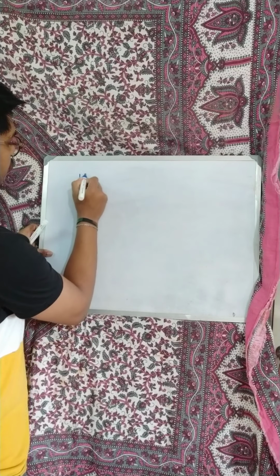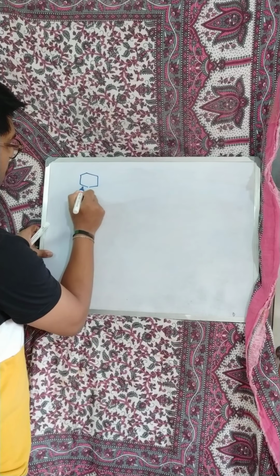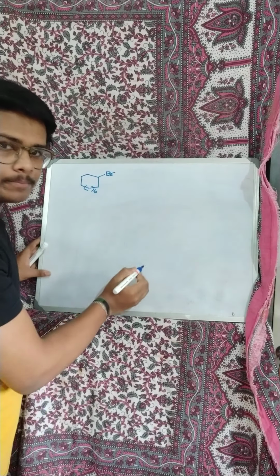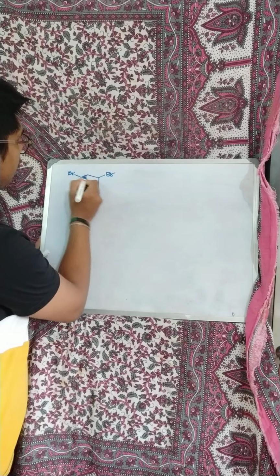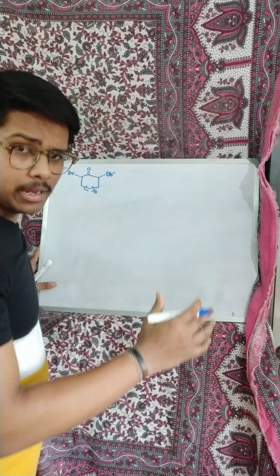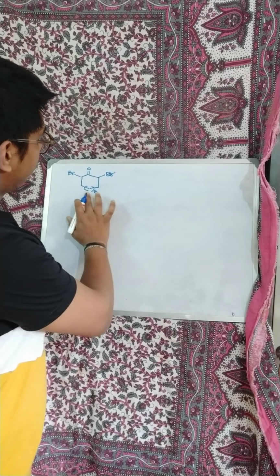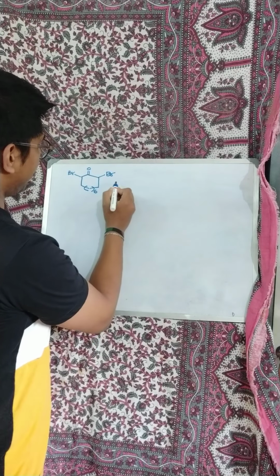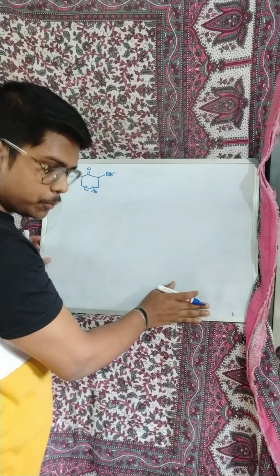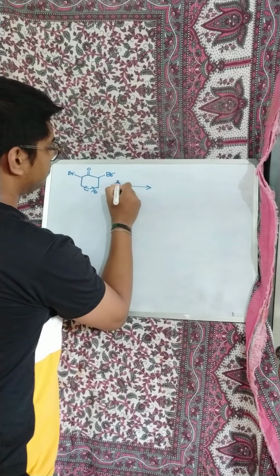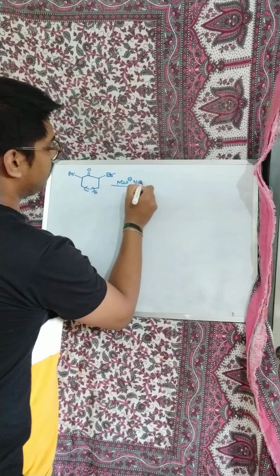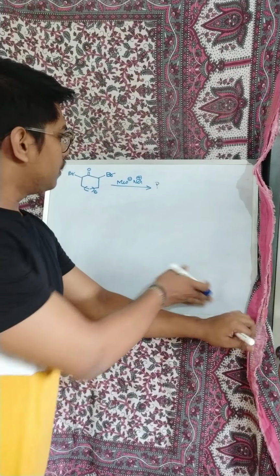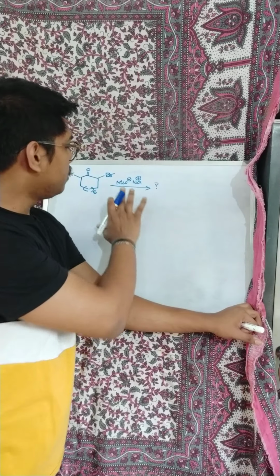What is the question? The question was like this. Here you have a cyclohexanone type, not exactly cyclohexanone, because you have 6 carbon atoms here also. So you have something like a cyclic chain in which you have a carbonyl compound and 2 Br atoms. The reagent was MeO minus Na plus. What was the product? That was the question. This is actually an important reagent, MeO minus Na plus.